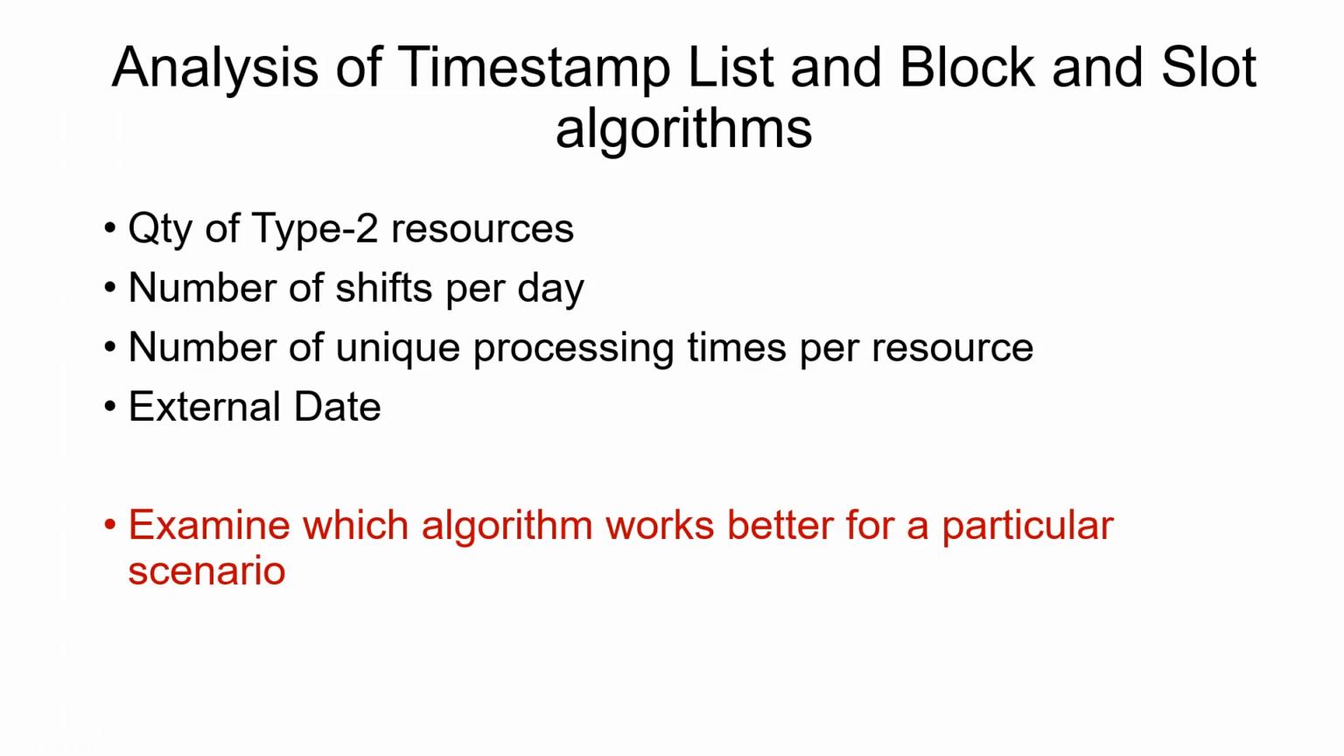After running the block and slot algorithm for larger instances, the next task will be the analysis of the timestamp algorithm with the block and slot algorithm in different scenarios, such as quantity of type 2 resources available, number of shifts per day, number of unique processing times per resource across all the operations, and external date. We will be examining which algorithm works better for what particular scenario.